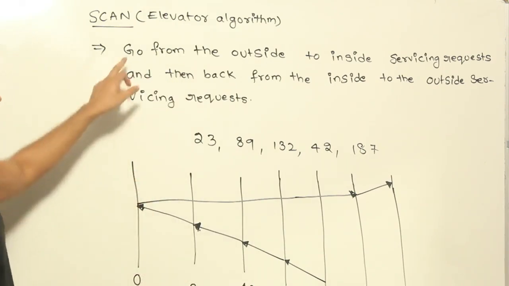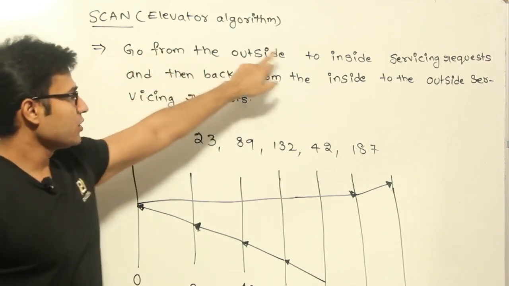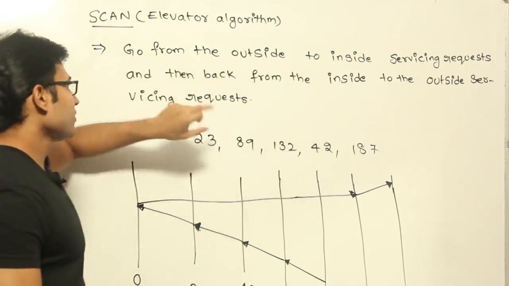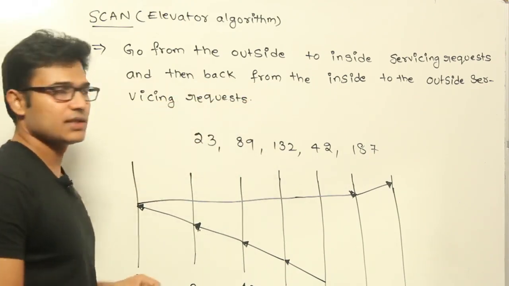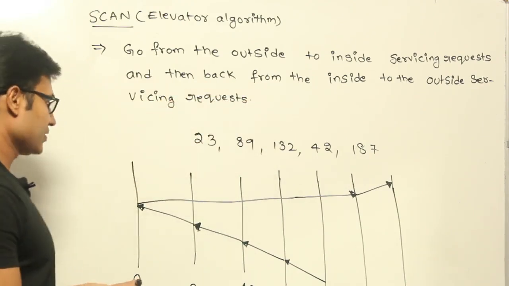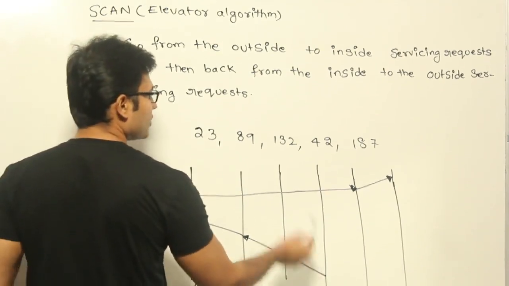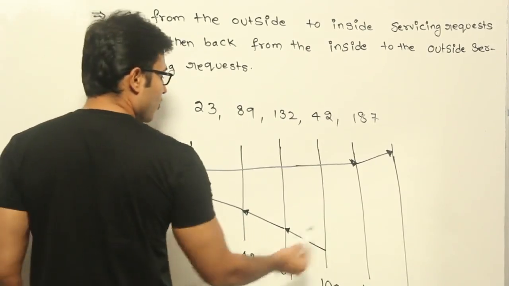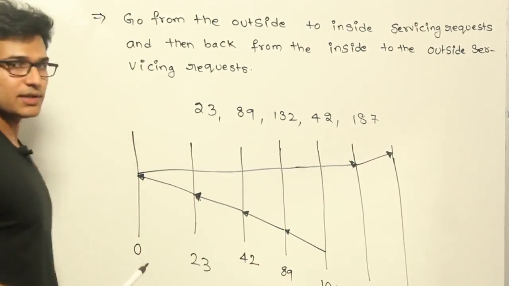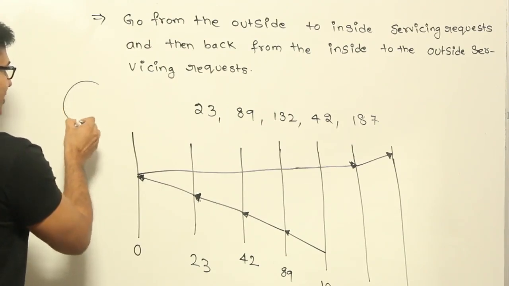Now see how the algorithm works: go from the outside to inside servicing requests, and then back from the inside to outside servicing requests. So I'll take the same example and explain what happens. Now, if you are going to start at 100, and these are the requests that we have to service, what is outside to inside and inside to outside? You can observe that on a cylinder, or let's say on a disk.